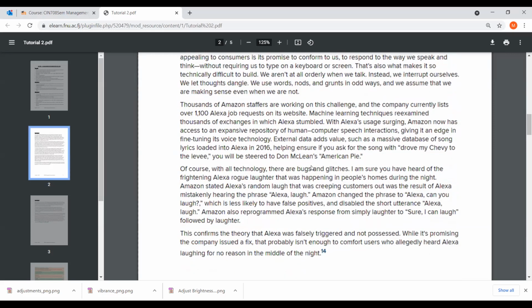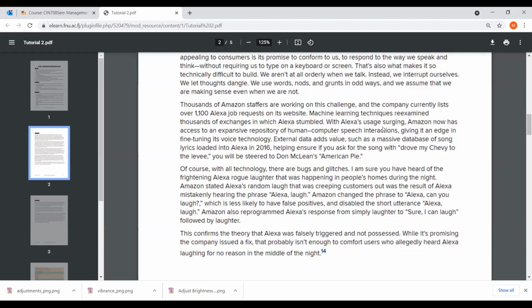Let's continue. The third paragraph. Thousands of Amazon staffers are working on this challenge, and the company currently lists over 1100 Alexa job requests on its website. Machine learning techniques re-examined thousands of exchanges in which Alexa stumbled. Now, what it simply means is this. There are so many job requests on their website. Why? Because when they tried Alexa to do something, it couldn't adjust to it. So that's why they went around re-examining and then trying to refix the issue.